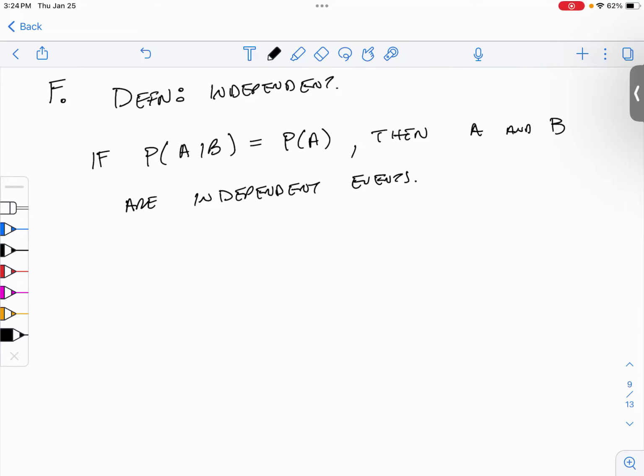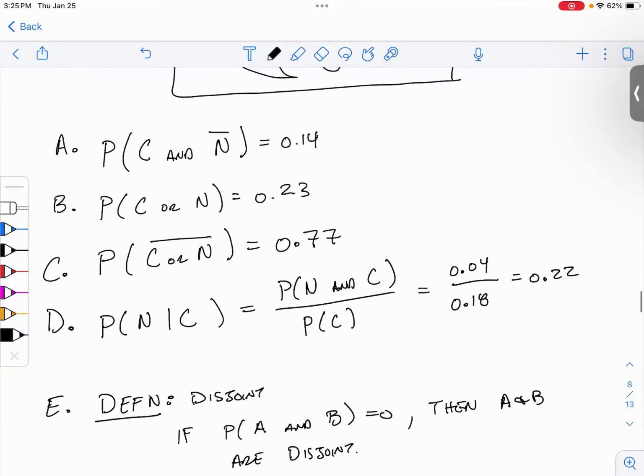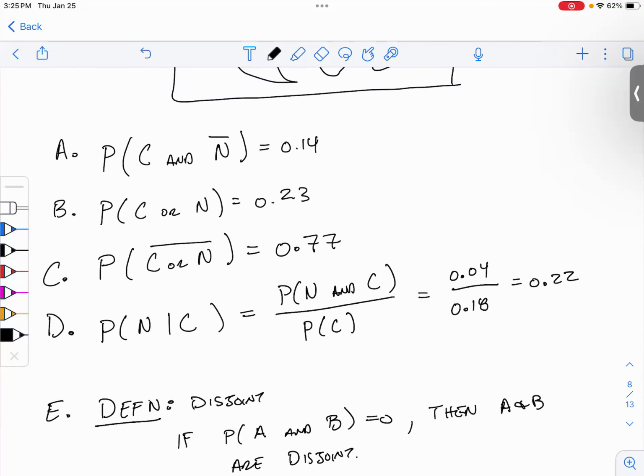Again, instead of A and B, we have C and N. Now, this works whichever one I call A and which one I call B; it can work either way. A can be N, A could be C, it doesn't matter. The best thing to do is look: did we already find a conditional? Yes, so why not use this one? I could recalculate and do C given N, but I already found N given C.